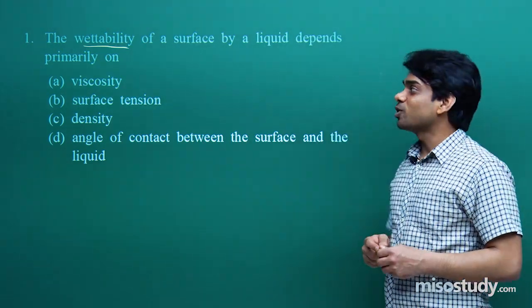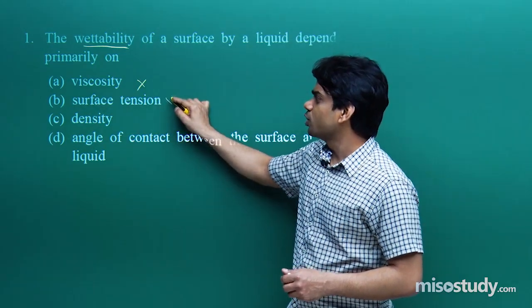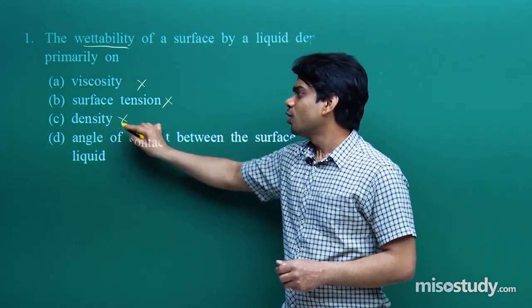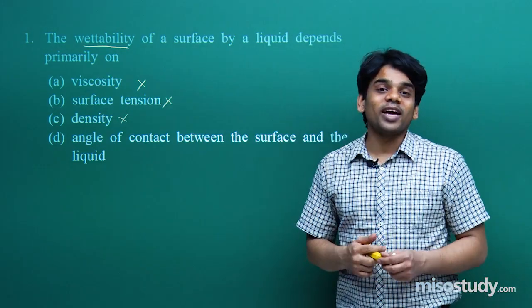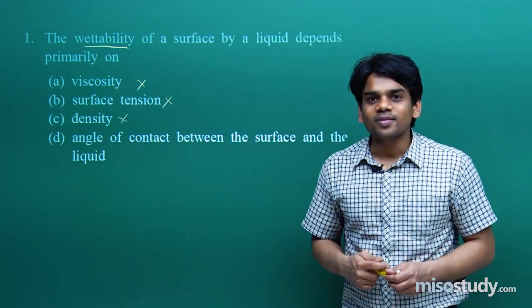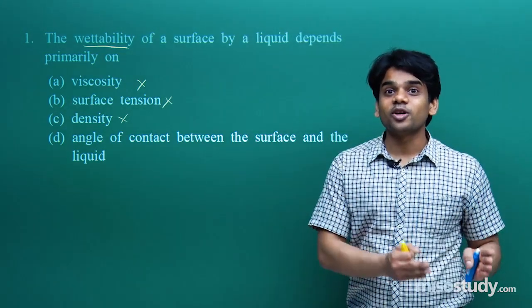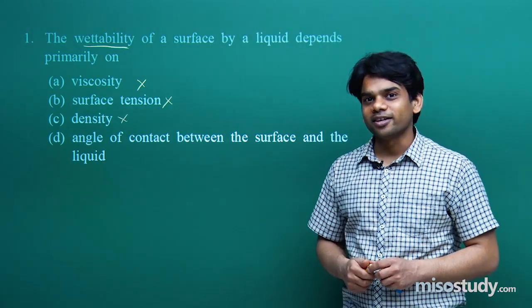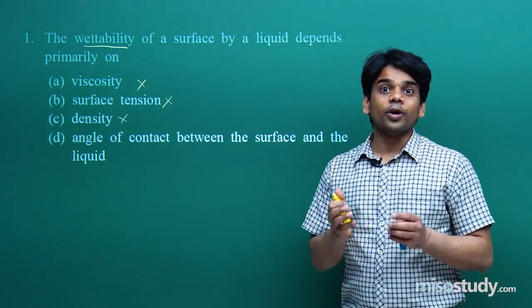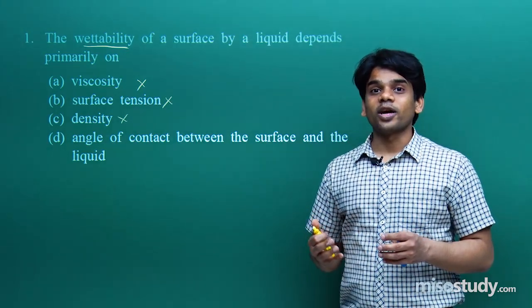And that depends on, first of all, viscosity? No. Surface tension? No. Density? No. D, angle of contact between the surface and the liquid? Yes. How can you think of that? We all know, I have told you, if the adhesive force is more than the cohesive force, the angle of contact will be acute, less than 90 degrees. And if the cohesive force is more than the adhesive force, then the angle of contact will be obtuse.